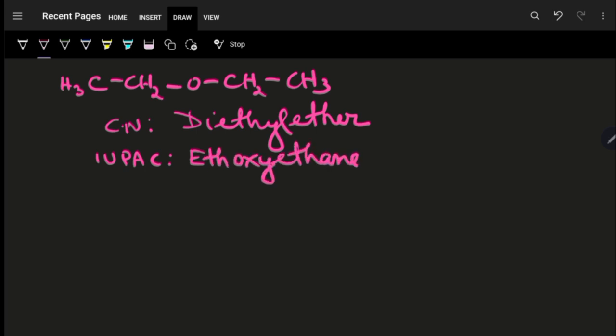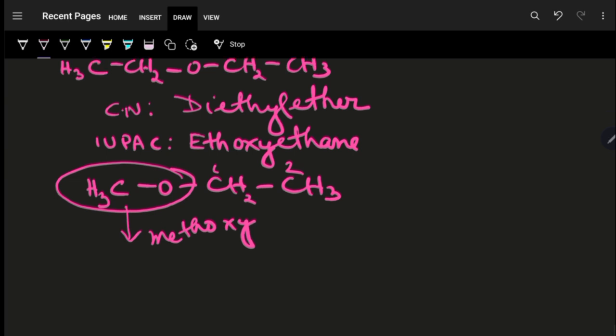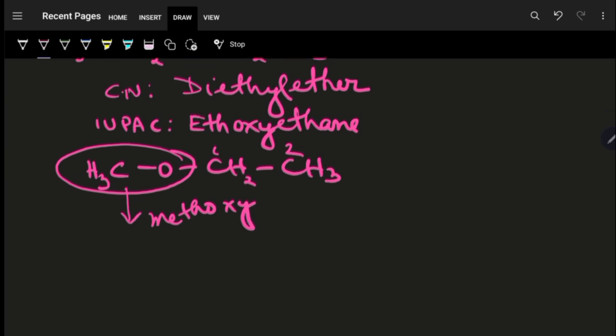Now if both sides are different, like CH3-O-CH2-CH3, the part containing more carbon atoms is the parent chain, and the other part acts as the methoxy group, the alkoxy group. So what will be the common name? The common name will be methyl ethyl ether, or I will say, yes, ethyl methyl ether as well.